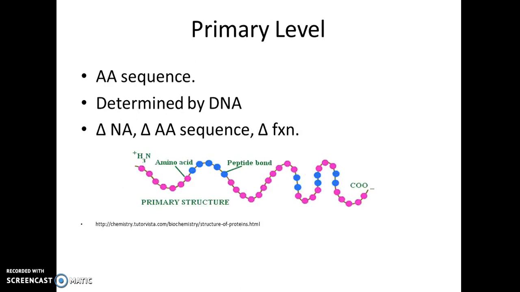The first level is called the primary level, primary being 1. It is just basically the amino acid sequence, and the amino acid sequence is determined by the DNA. So if you change the DNA sequence, if you change the nucleic acids, you will change the amino acid sequence, change the shape, and change the function. Each one of these little balls here represents an amino acid, and the little line between the little balls here represents the peptide bond. So the primary structure is just the amino acid sequence.